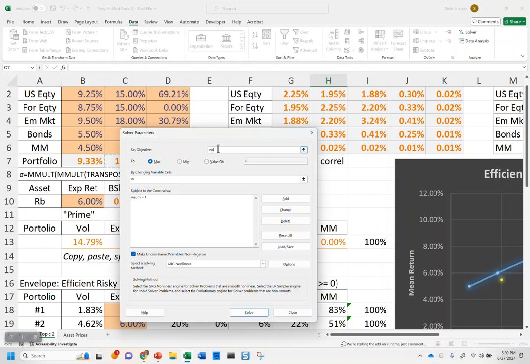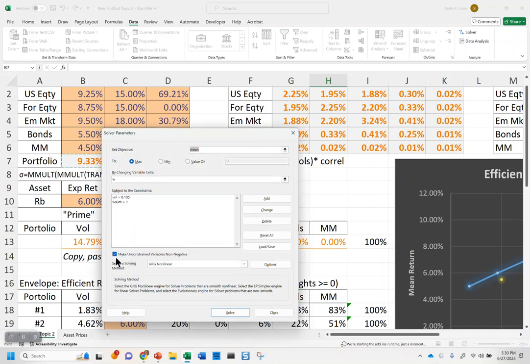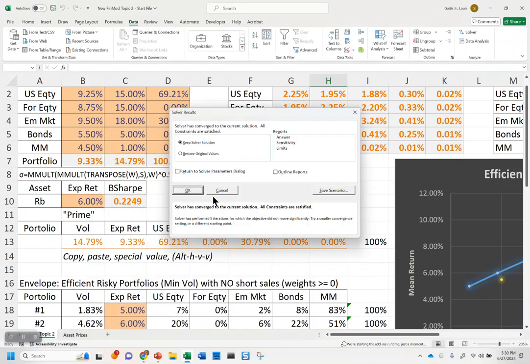All right, good. But that's important. We're trying to get the best 10.5 vol portfolio. So what we want to do is maximize the portfolio mean by changing the weights and add a constraint that vol is equal to 10.5, so 0.105. Okay, we're going to constrain ourselves to no short sales in this example and hit solve.